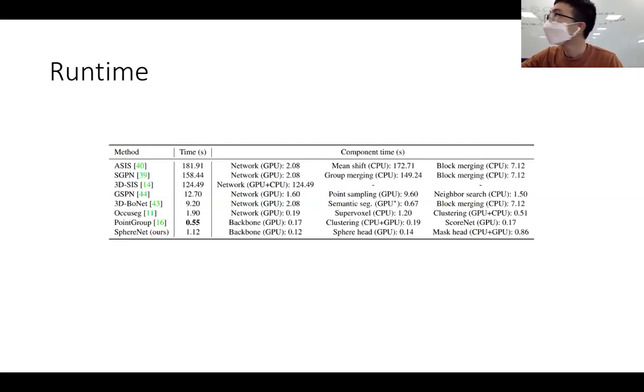And in this work, we run the network on both CPU and GPU. So we think here is still the bottleneck. Our backbone is fast, the mask head is fast, and if we can optimize this bottleneck, we can have very competitive runtime.